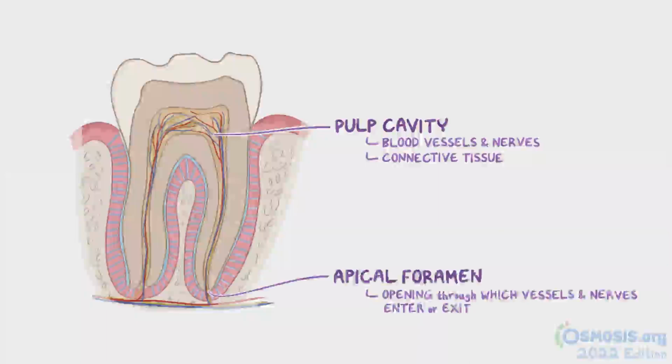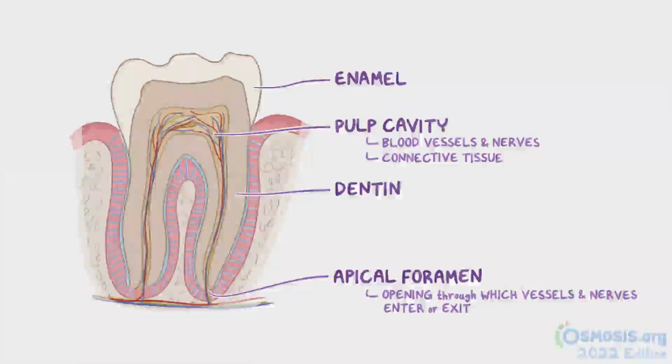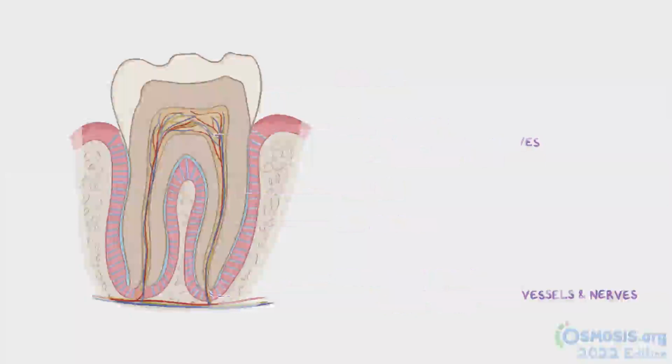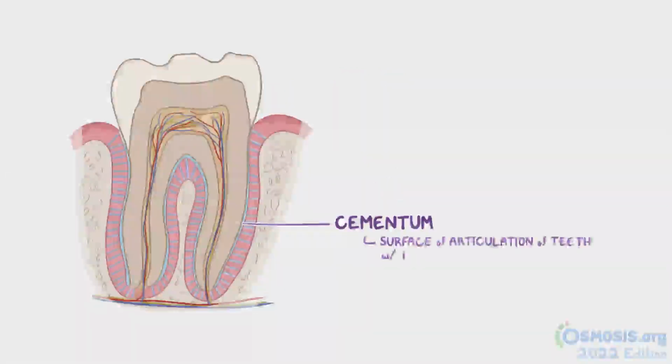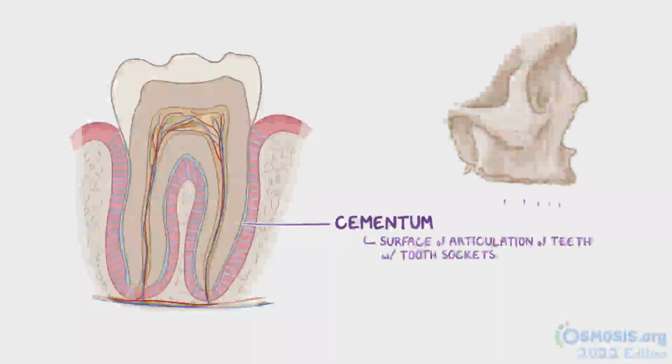Now, surrounding the pulp cavity, the hard structure of the teeth is mostly made up of dentin, which is all over the crown, neck, and root. In the crown, the outer surface of the dentin is coated with enamel, which is what we actually see. And in the root, dentin is coated with cementum. Cementum also works as the surface of articulation of the teeth with the tooth sockets, which are the individual cavities found in the alveolar processes of the maxilla and mandible.